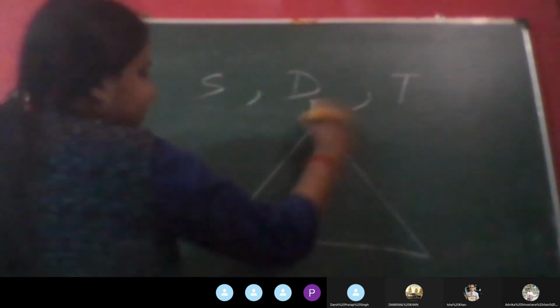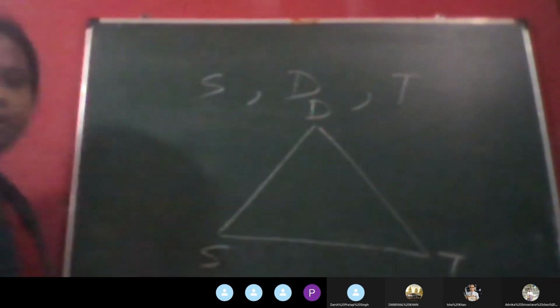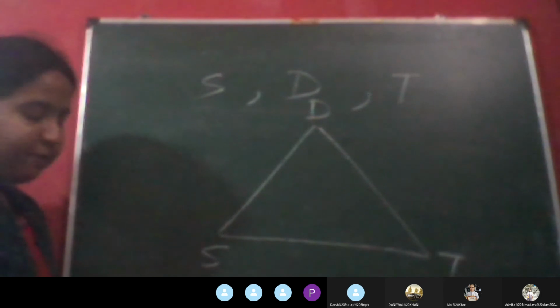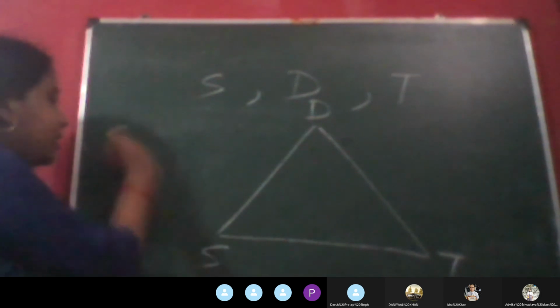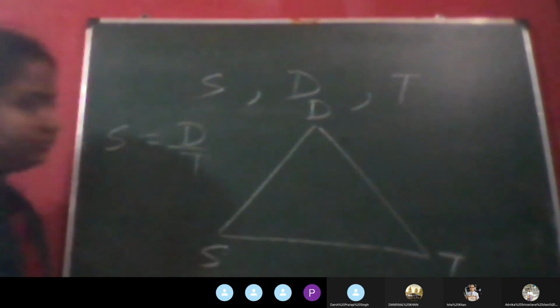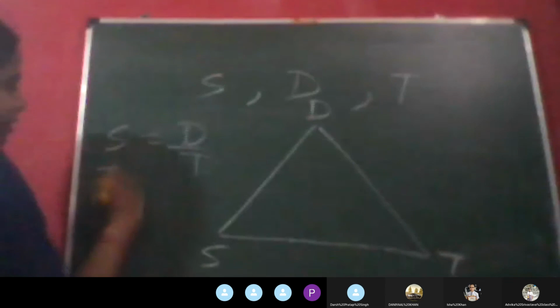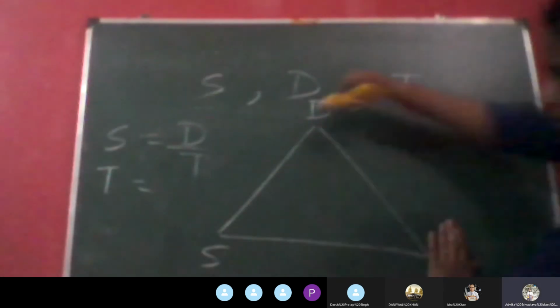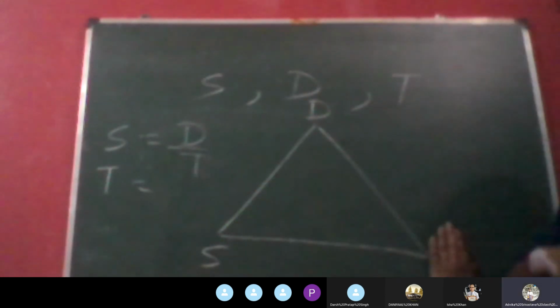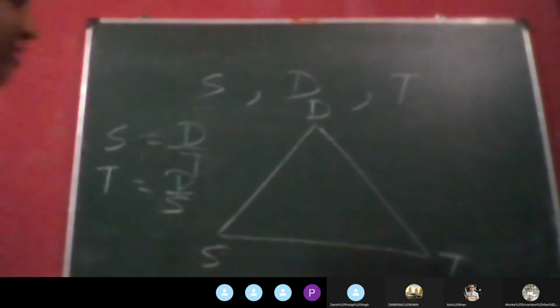See, distance is here, time is here, and speed and time are on the same level. What is our formula for speed? Speed is distance upon time. Now let's see what is time. Time is distance upon speed. Easy. Is the trick good?